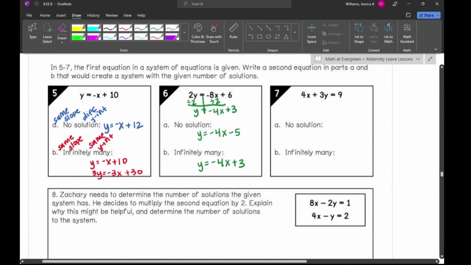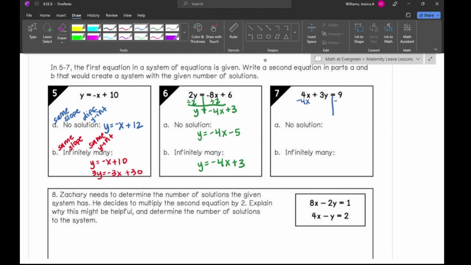And the last one, we need to get it into slope-intercept form, so we're going to move our x first. Leaves me with a positive 3y is equal to negative 4x, and that's a positive 9. Then we're going to divide both sides by 3. Leaves me with y is equal to negative 4 divided by 3 would be negative 4/3 x. And then positive 9 divided by 3 would be a positive 3. Okay, so this is the equation I'm going to use. And I need no solution. So take a moment, write an equation that would be no solution and an equation that would be infinitely many.